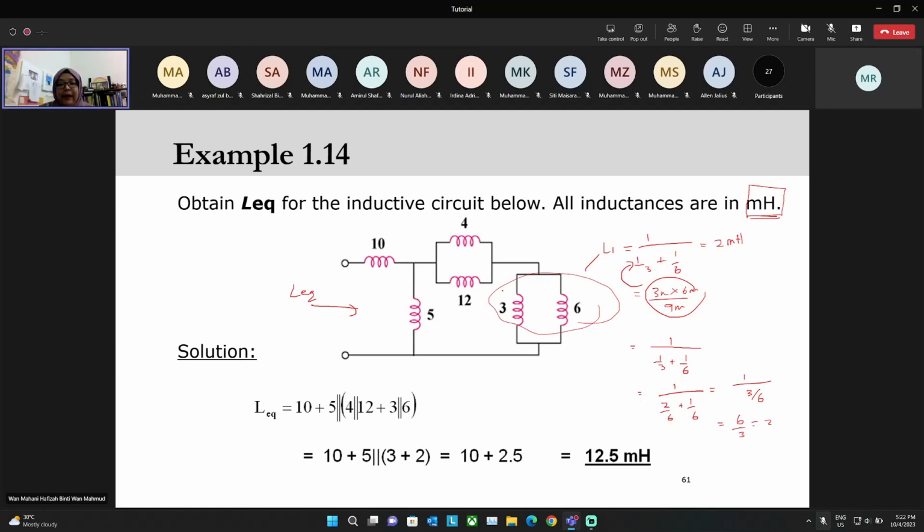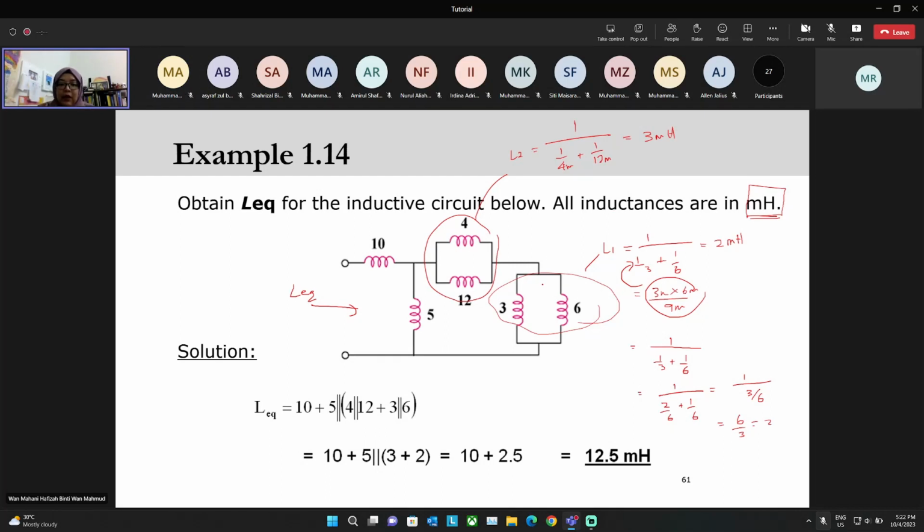Okay, ini parallel. Same goes to here. 4 dengan 12 ni. Katakan kita label L2. So 1/4 mili plus 1/12 mili. So what do you got? 3 mili. 3 mili. Betul, 3 mili.